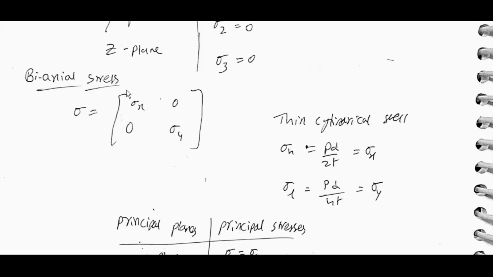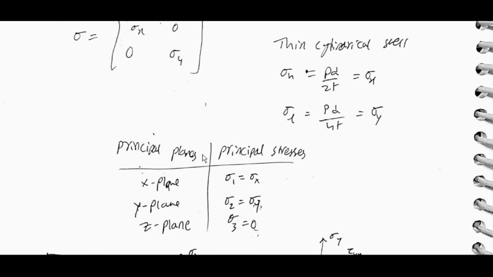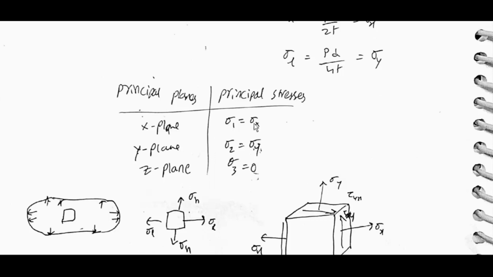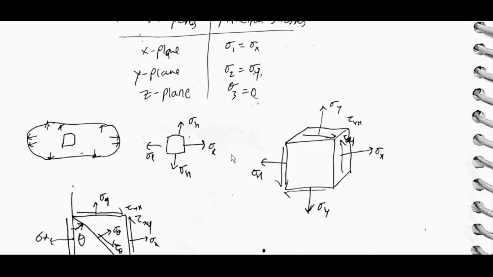Biaxial stresses: sigma is equal to sigma x, 0, 0, sigma y. Thin cylindrical shell: sigma h is equal to pd by 2t, which is sigma x; sigma l is equal to pd by 4t, which is sigma y. Principal planes and principal stresses: x plane, sigma 1 is equal to sigma x; y plane, sigma 2 is equal to sigma y; z plane, sigma 3 is equal to 0.